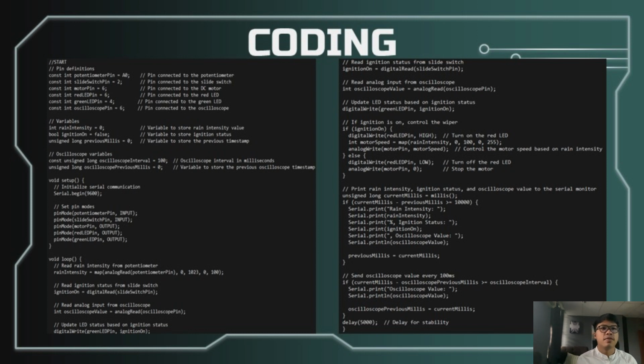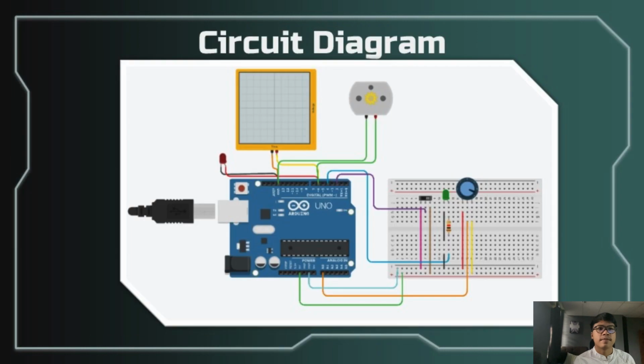So this is the coding for the project. At the top left you can see the start of the coding, and at the bottom right you can see the end of the coding. So this is the circuit diagram for the coding. Since there is no rain intensity sensor in the Tinkercad, we use a potentiometer as a replacement for the rain intensity sensor.